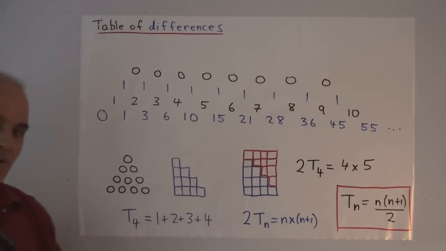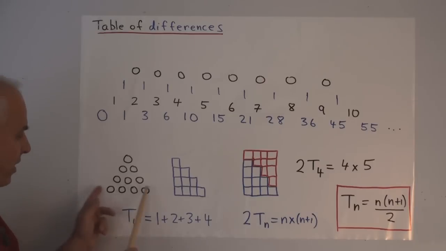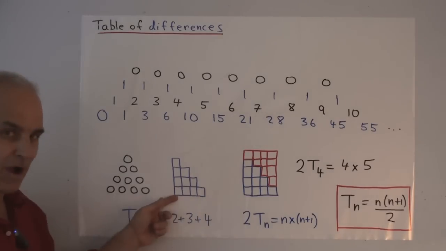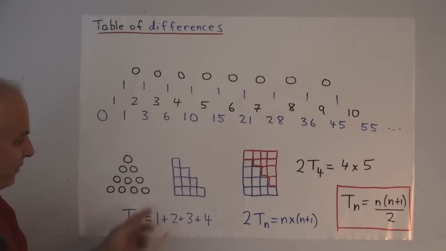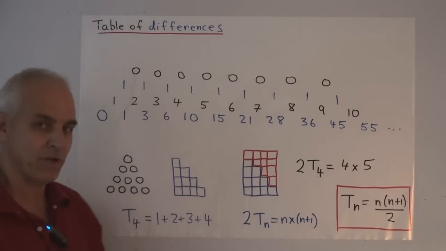What about a formula for the nth triangular number? Well, here's T4, and another way of thinking about what that is, it's 1 plus 2 plus 3 plus 4. So there it is there as a sum. Another way of representing this triangle of circles is to represent it more with some boxes. 4, 3, 2, 1.